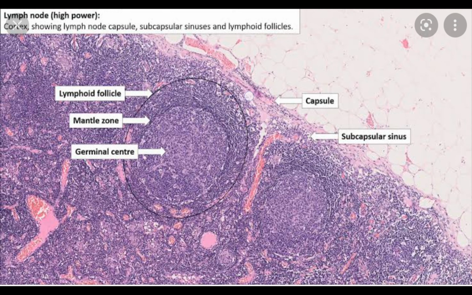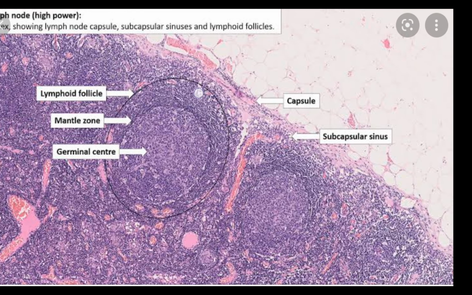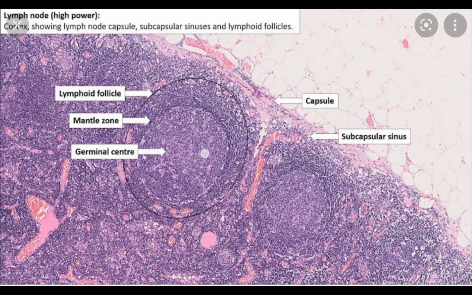The marginal zone is also known as the interfollicular zone, between the two lymphoid follicles. This zone will be the marginal zone. The mantle zone will appear dark and the germinal center will be lighter compared to the mantle zone.